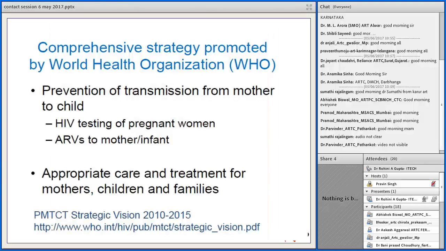The WHO planned a comprehensive strategy of prevention of transmission from mother to child. That is, you do HIV testing of all pregnant women, give ARVs to mother and infant, and appropriate care and treatment for mother, child, and families. This was the PMTCT strategic vision between 2010 to 2015.